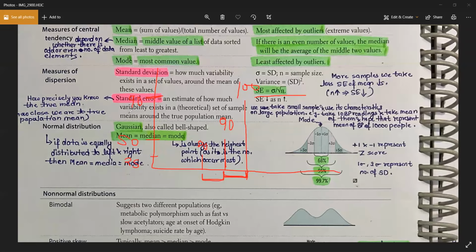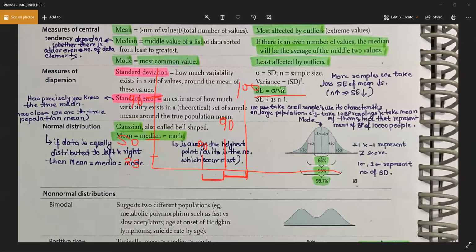And then comes the standard error. To calculate the standard error, you will do just one thing: take the standard deviation divided by the square root of the sample size, or the number of values you have. So standard deviation divided by the square root of the sample size. This is the standard error.